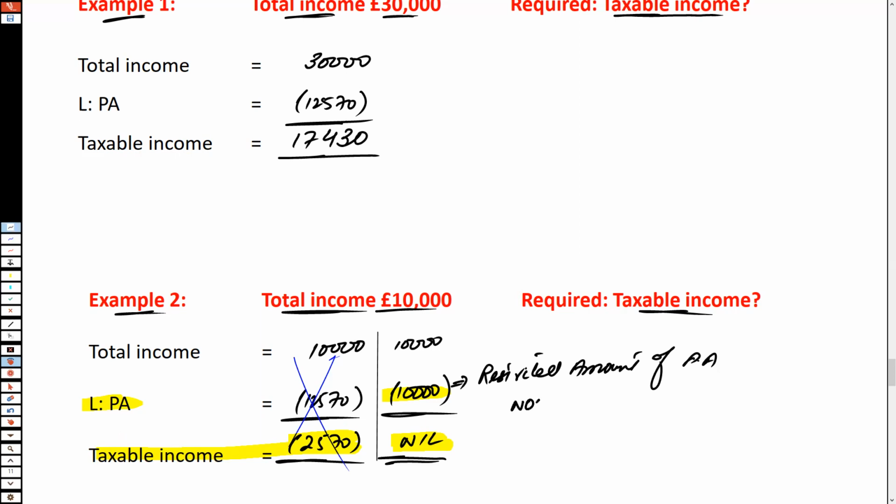Let me also write a note over here. Personal allowance can reduce taxable income to nil, but cannot create a negative figure.